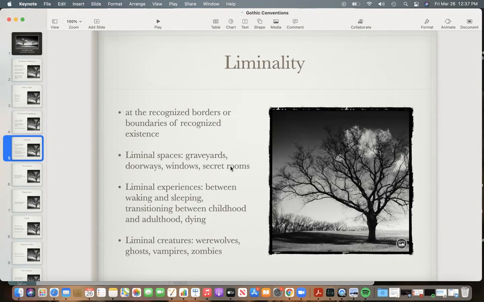And then you have liminal creatures. I would say the monster is definitely a liminal creature. He is literally made up of parts of dead bodies, but he is alive. Any undead creature as well would count.